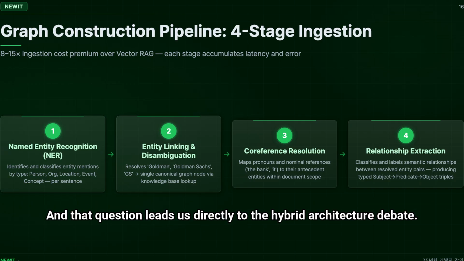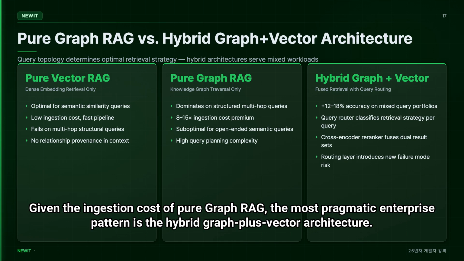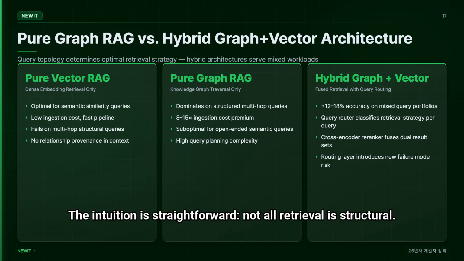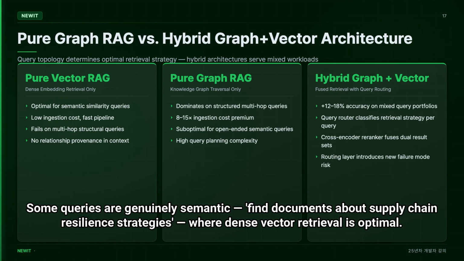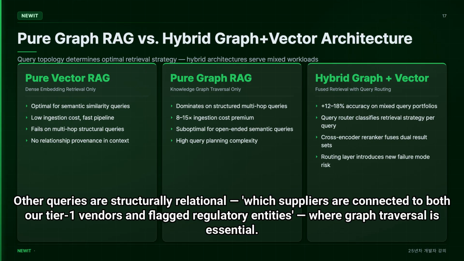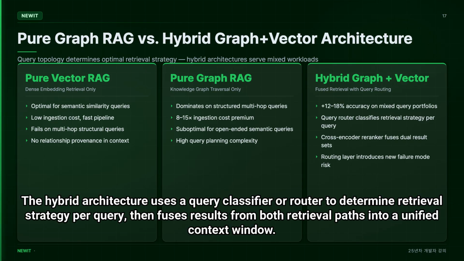And that question leads us directly to the hybrid architecture debate. Given the ingestion cost of pure GraphRAG, the most pragmatic enterprise pattern is the hybrid graph plus vector architecture. The intuition is straightforward. Not all retrieval is structural. Some queries are genuinely semantic, like find documents about supply chain resilience strategies, where dense vector retrieval is optimal. Other queries are structurally relational, like which suppliers are connected to both our Tier 1 vendors and flagged regulatory entities, where graph traversal is essential. The hybrid architecture uses a query classifier, a router, to determine retrieval strategy per query, then fuses results from both retrieval paths into a unified context window.